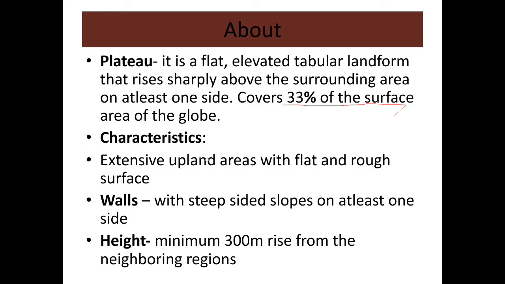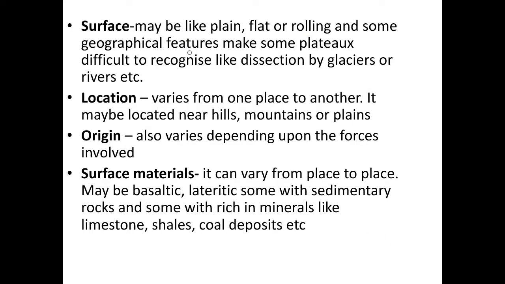Then characteristics: these are extensive upland areas with a flat and rough surface and walls with steep-sided slopes on at least one side, and the height should be a minimum 300-meter rise from the neighboring regions. So suppose it's a plain region, and from here the height should rise by a minimum of 300 meters. The surface may be plain, flat, or rolling plain.